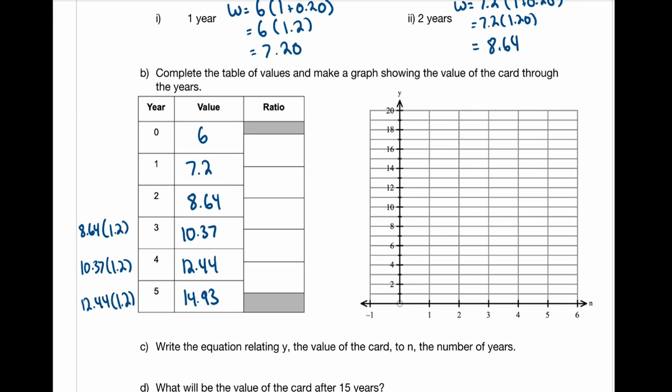Now thinking about it, is there an easier way to go through this and get my other values? Rather than find each value and then multiply it by 1.2. If you think about it, every time we're going another year, we're multiplying by 1.2. So year 0 wasn't multiplied by anything. Year 1 was 6 times 1.2. Year 2, it was the previous answer, so 6 times 1.2, also multiplied by 1.2 again.